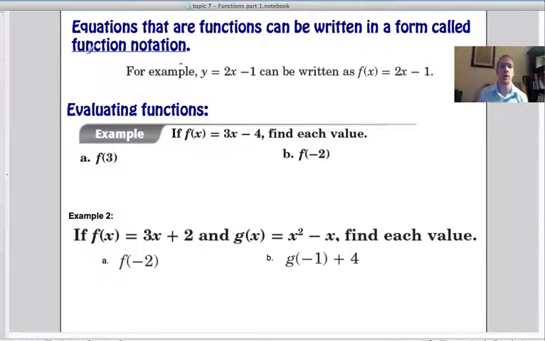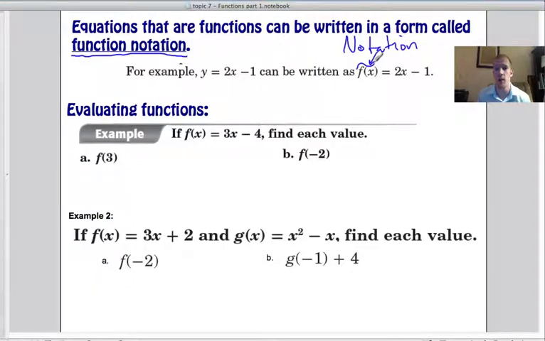So function notation. For some reason, this trips people up and gives people a really hard time, but it's actually wicked easy. Okay? So, for example, y equals 2x minus 1 can be written as f of x. This is just notation, meaning it's just a different way of writing it. That's all it is.